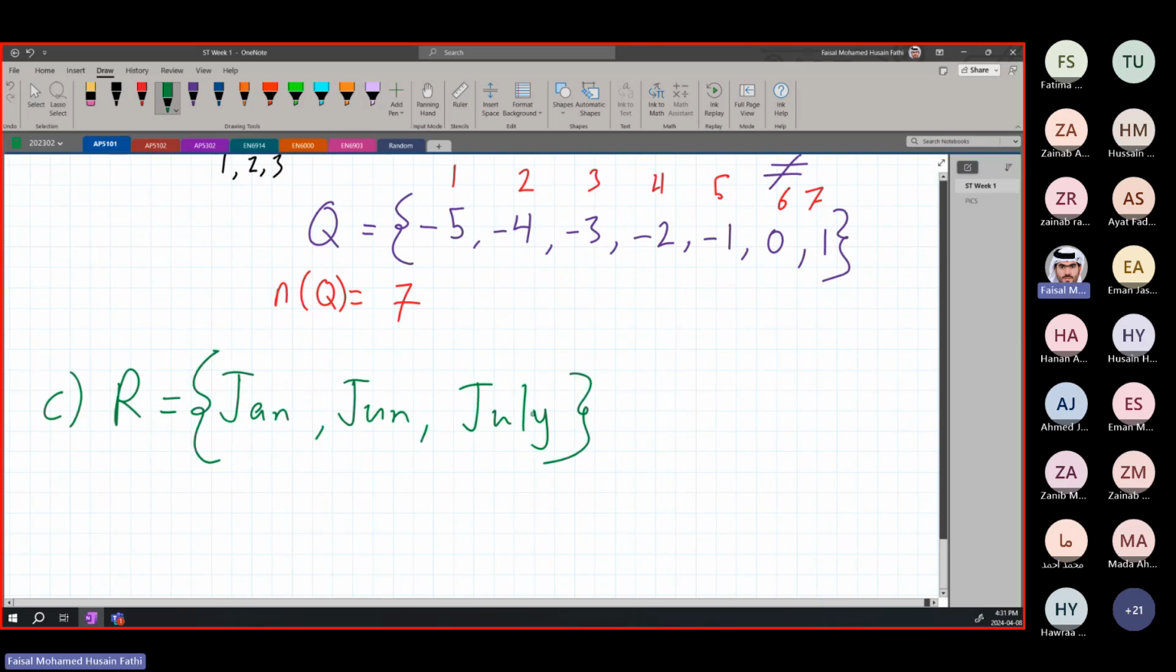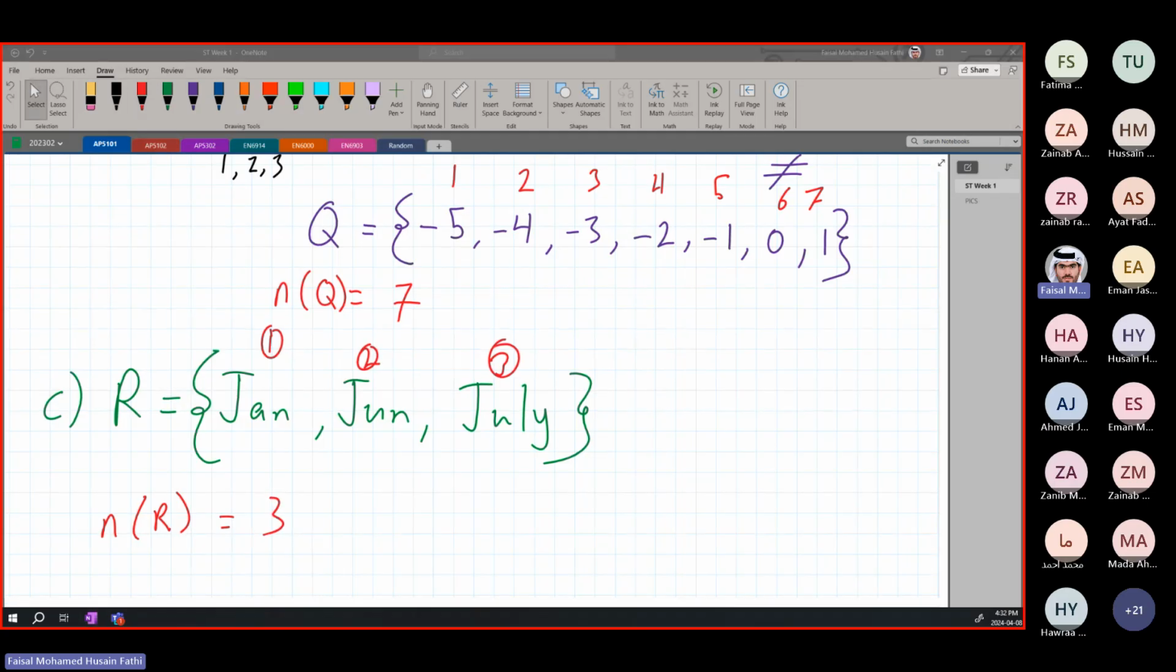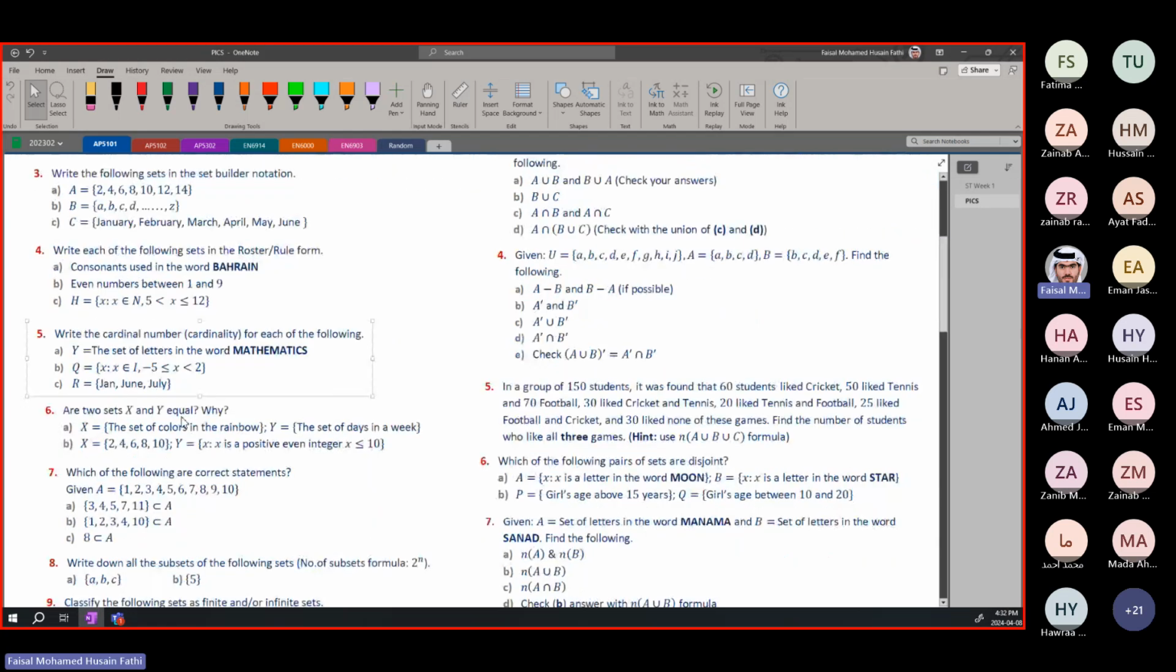Very straightforward. Already we have the set. We just need to find the cardinal number. n(R) is equal to, this is 1, 2, 3. We have 3 elements in our set, so it's just 3. All right? Very straightforward, very basic, nothing complicated about this. All right? Now, moving on to the next question.